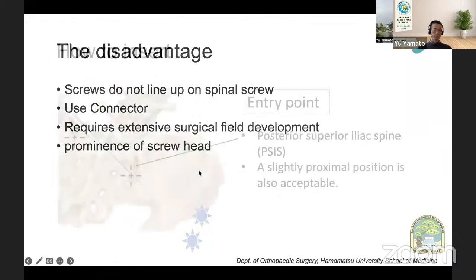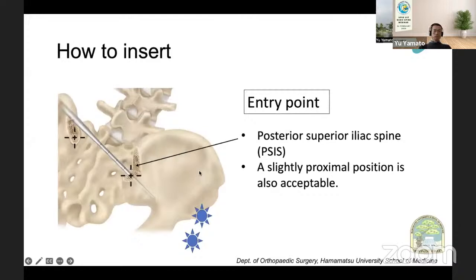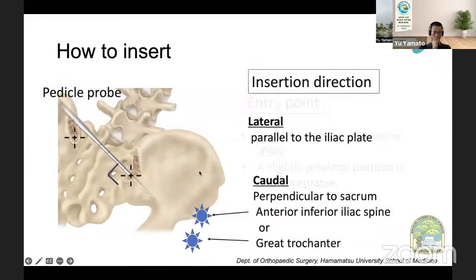This section describes how to insert the iliac screw. The insertion point is the posterior superior iliac spine. A slightly proximal position is also acceptable. The insertion direction of the pedicle probe is very important. The medial and lateral direction should be parallel to the external iliac plate. The cephalocaudal direction is perpendicular to the sacrum surface. It is also recommended that the insertion be directed to the AIIS or the greater trochanter.